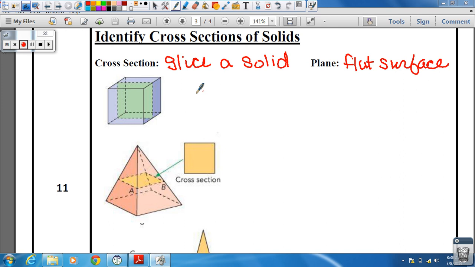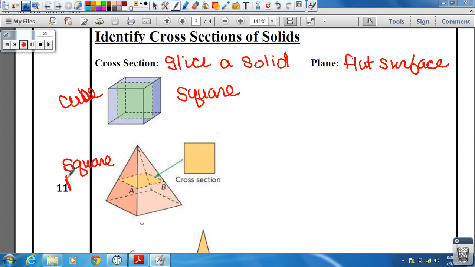So if I look here, if I cut this, and this is a cube, we want to know, what does the cross section look like? Well, the cross section here is represented in green. So if I look there, that cross section is actually going to be creating a square. It just depends on where you cut it. If I look at the next one, we have to remember how to name these as well. This comes to a point, so it's a pyramid. The base is a square, so this is a square pyramid.